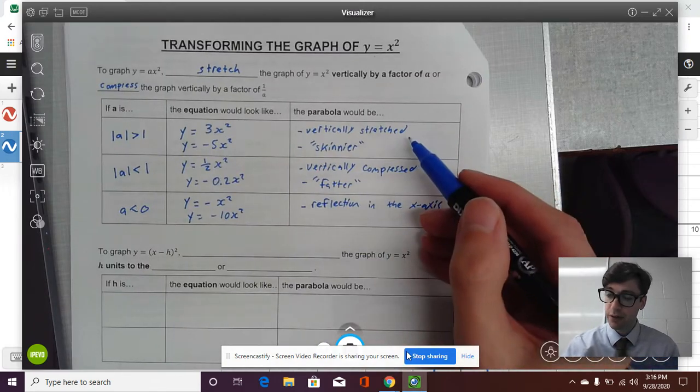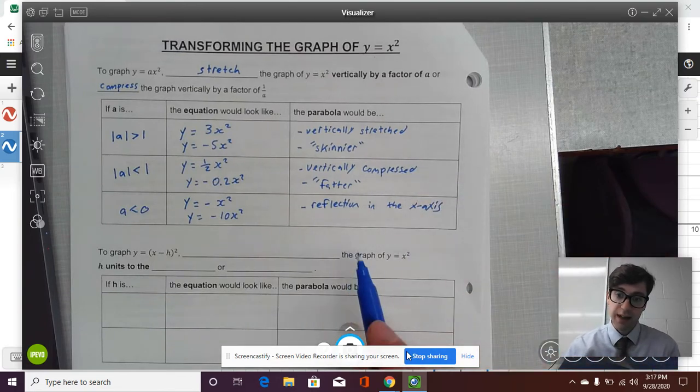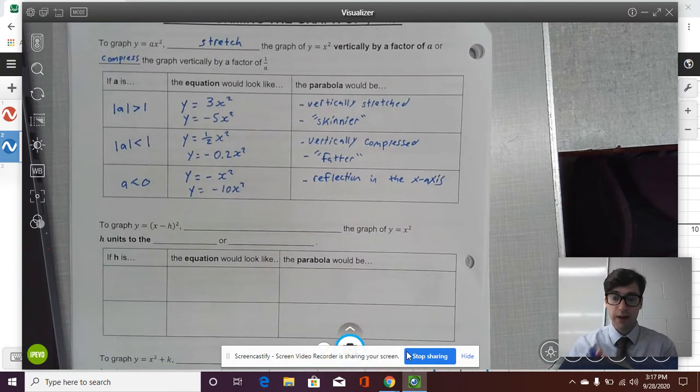So it's just another way to think about the a value. It can either vertically stretch or vertically compress the parabola, make it skinnier or fatter. And it can also reflect it in the x-axis. It's another way of saying it goes from opening up to opening down.